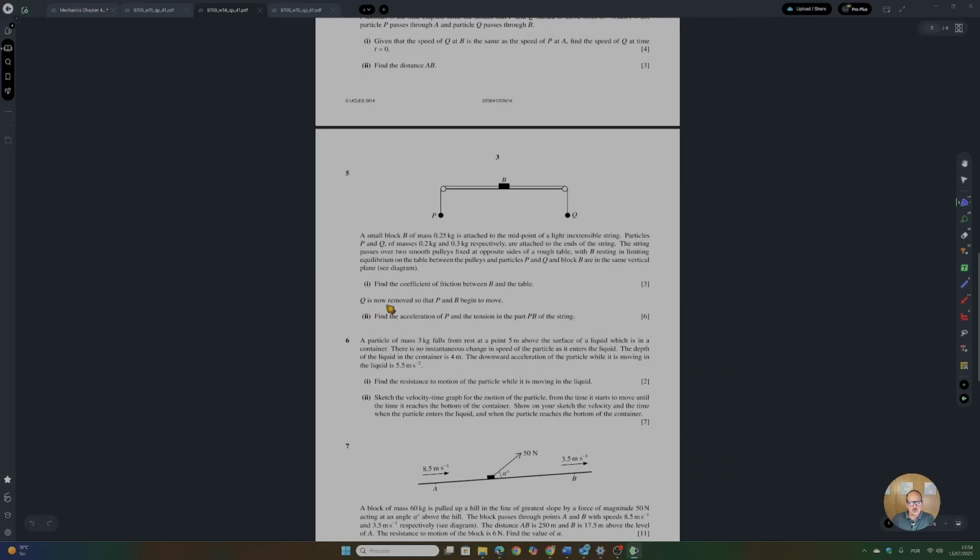It continues. Q is now removed so that P and B begin to move. Find the acceleration of P and the tension in the part PB of the string.